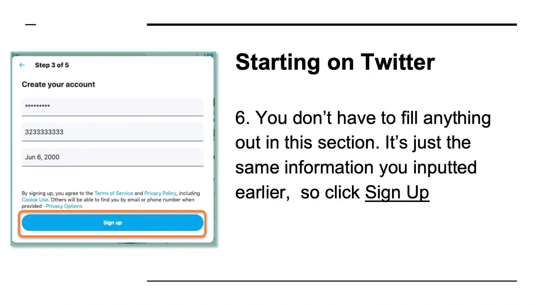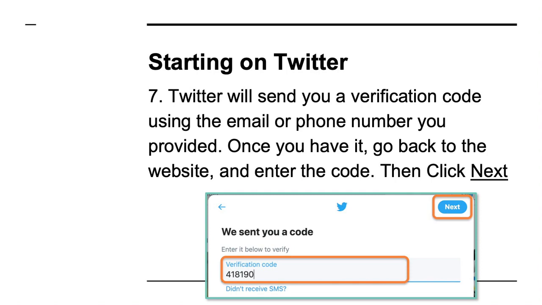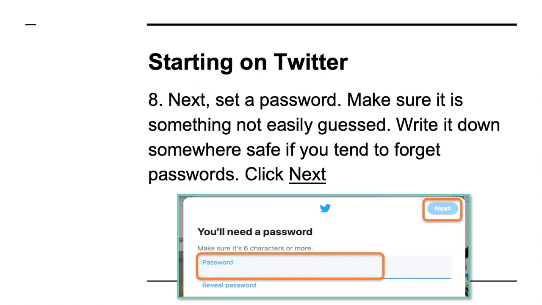Next up, it will ask you basically the same information it asked you previously, and you don't have to fill anything out in this section. It's just the same information you inputted earlier, so just click sign up. Next, it will send you a verification code using the email or phone number you provided. Once you have the verification code, you should just go back to the website or application and enter the code. Then you click next at the top right. Next, it will prompt you to set up a password. Make sure it's not something that someone can easily guess, like your birthday or your dog's name, and write it down somewhere safe if you tend to forget passwords. Then you just click next.